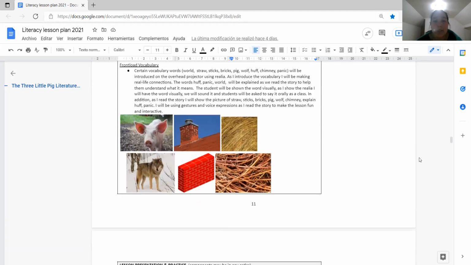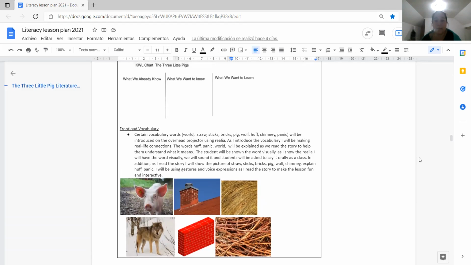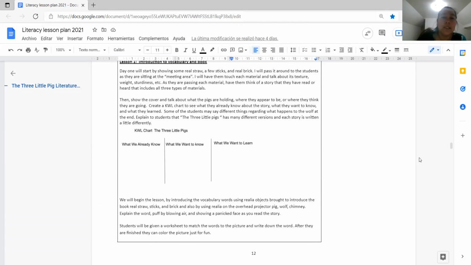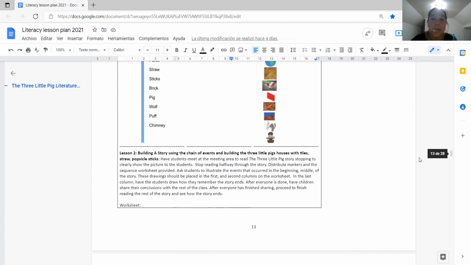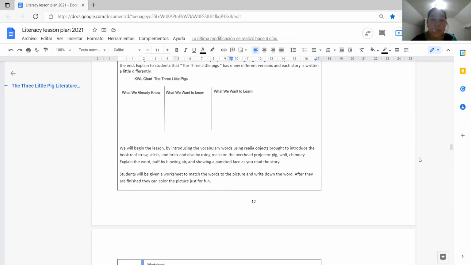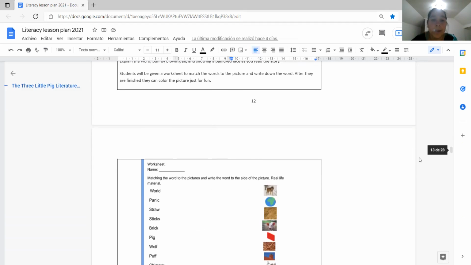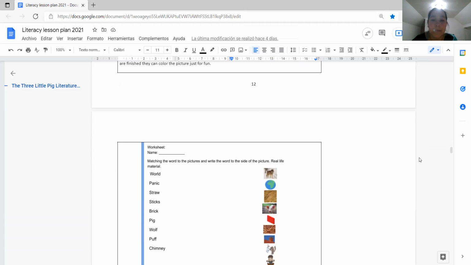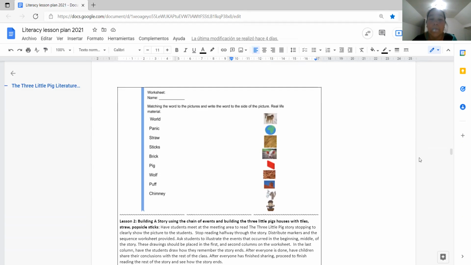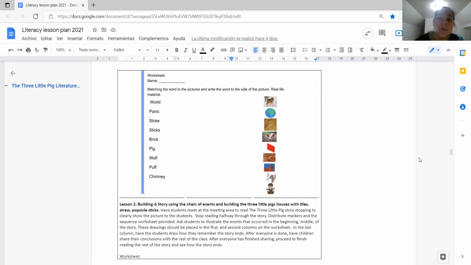We're going to be making charts. These are some of the real pictures, such as the pig, wolf, bricks, sticks, and hay, I mean straw. So the first lesson will be making a KWL chart to introduce the vocabulary and the book and see how much the students know, and to see if they can match the word to the vocabulary. We're going to have them do a worksheet where they match the word to the picture and then write the word to the side of the picture.